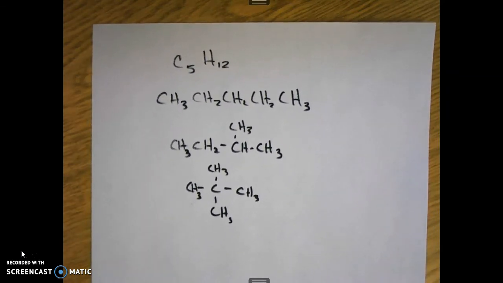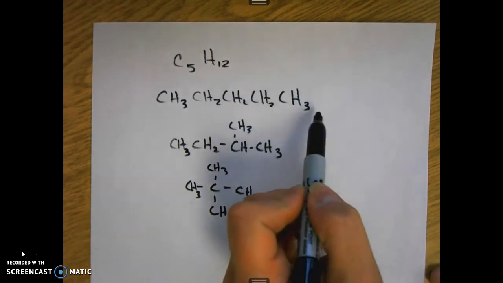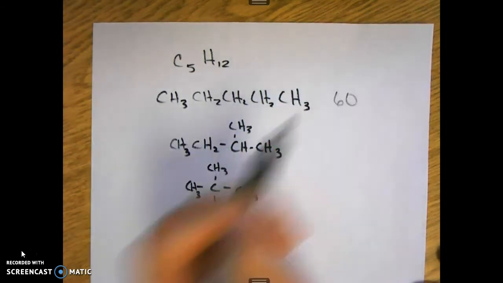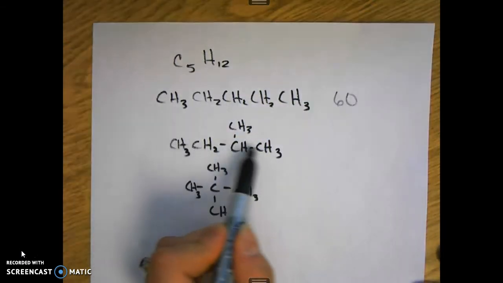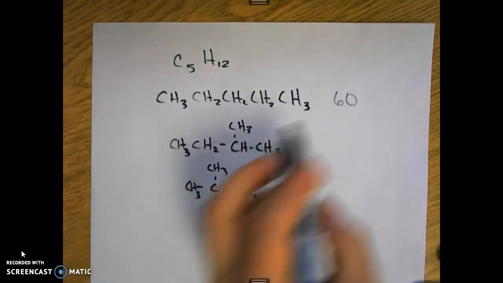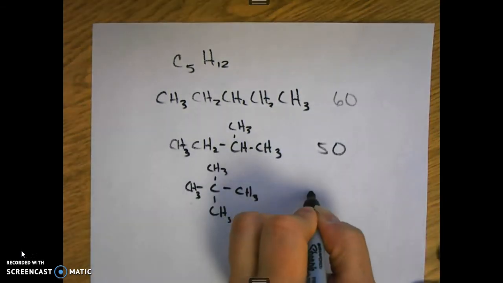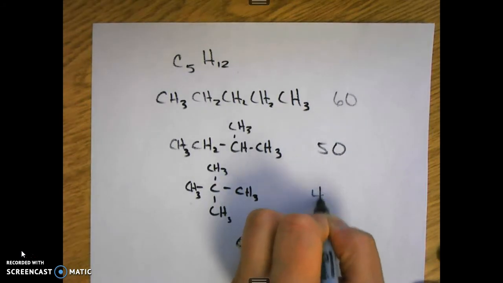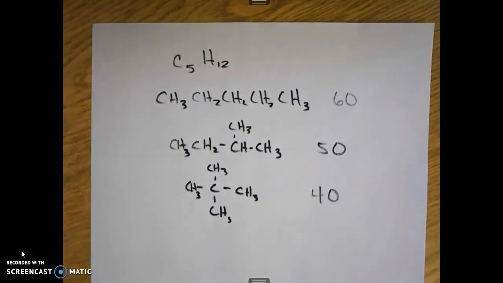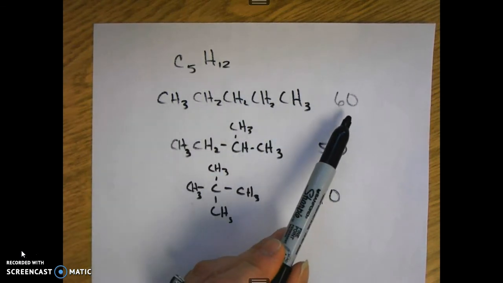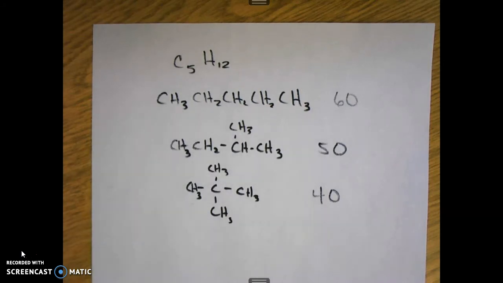If we were to look up the melting points and the boiling points, and I'm just giving you a hypothetical, if the boiling point of pentane were 60 degrees, the boiling point of this 1-branched isomer would be around 50. And then the boiling point of this 2-branched might be closer to 40. Again, these are not actual numbers, but this is just showing you the pattern. So let's talk about why. Why is the straight chain higher than as you start getting branches?